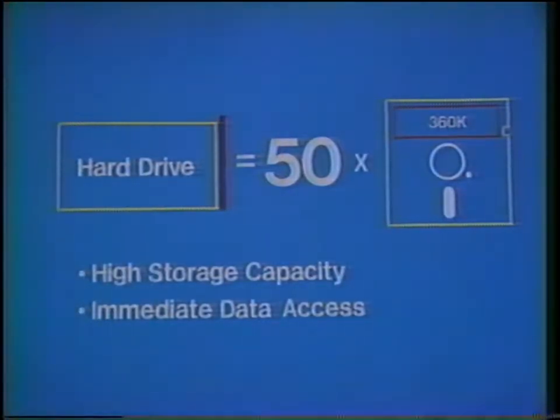Another type of disk drive available is a fixed disk, more commonly known as a hard drive or hard disk. These devices offer the advantages of very high storage capacity and almost immediate data access. For example, a 20 megabyte hard disk can store the equivalent of more than 50 standard 360K floppy diskettes. It can access data 5 to 10 times faster than a floppy drive.